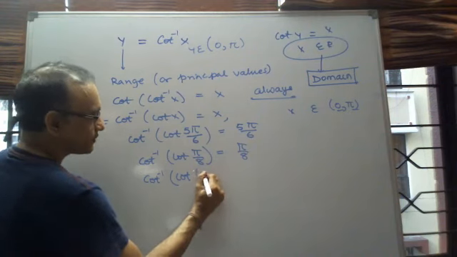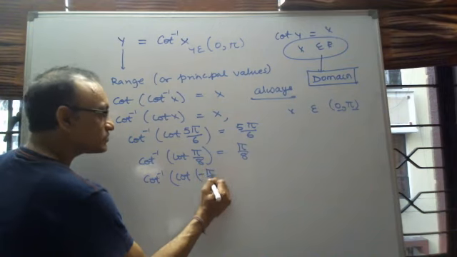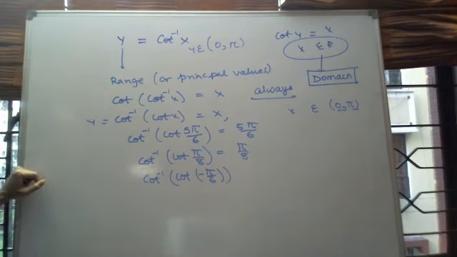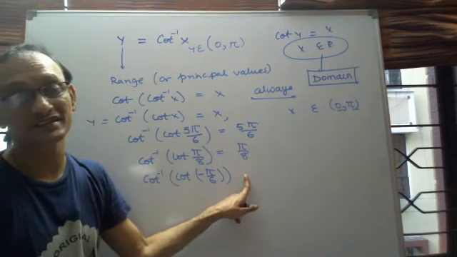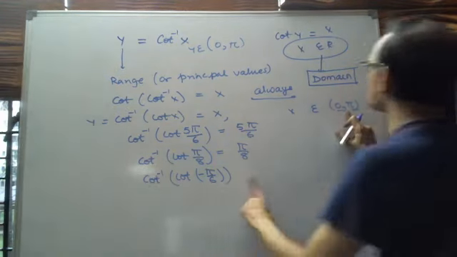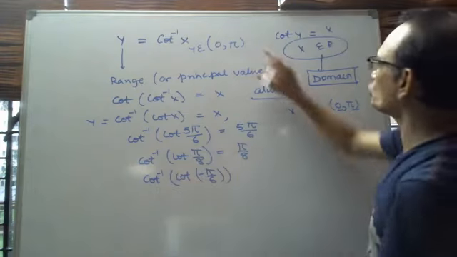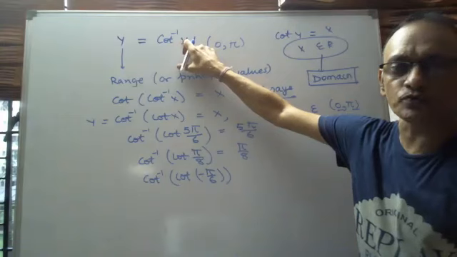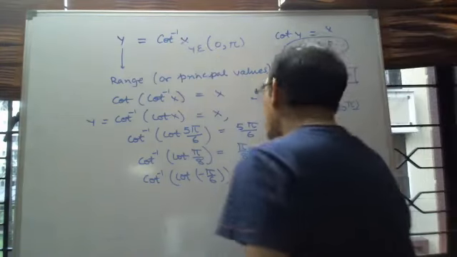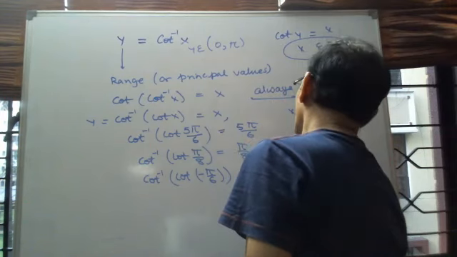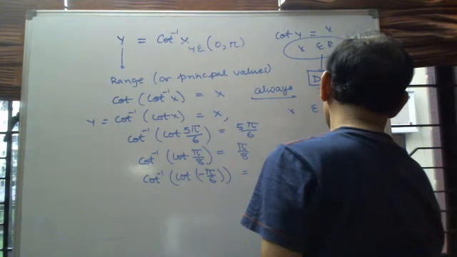Say minus pi by 3, suppose. Say minus pi by 6, suppose. That will not be minus pi by 6, because minus pi by 6 does not lie in this interval. The output of cot inverse should lie in 0 to pi, right? So what will we do here? Cot inverse of minus cot pi by 6 will be pi minus cot pi by 6.